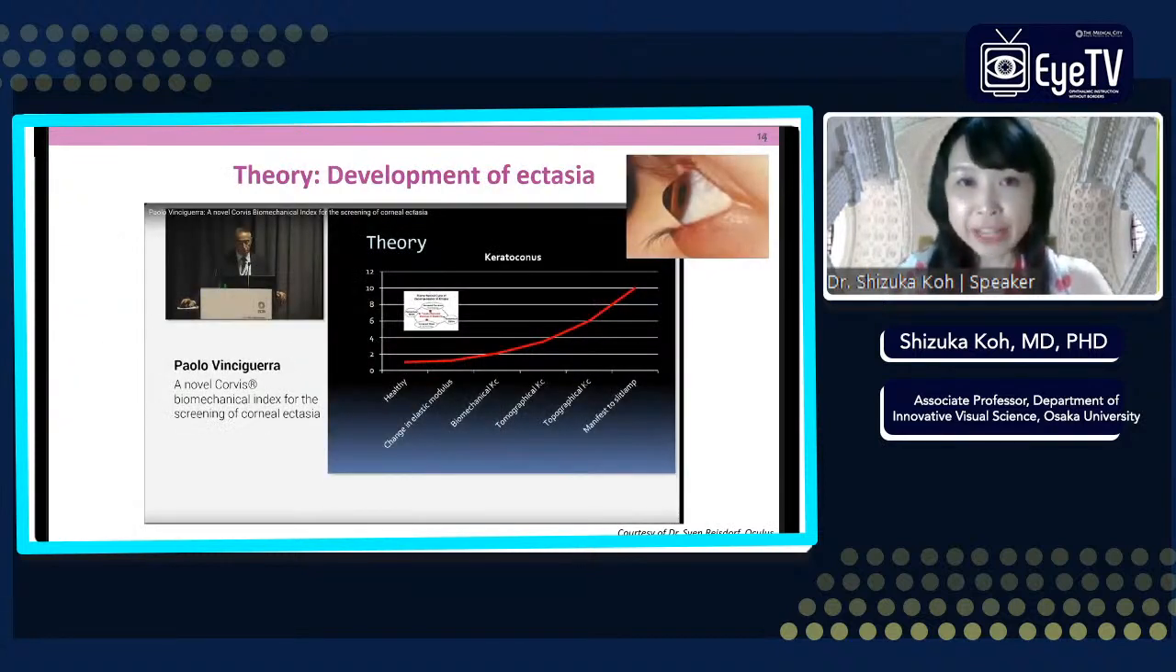This is a theory of development of ectasia. Before corneal curvature or thickness changes due to the disease, the corneal stiffness and elasticity is already changed. Therefore, measurement of biomechanical property is crucial for detection of subclinical ectasia.